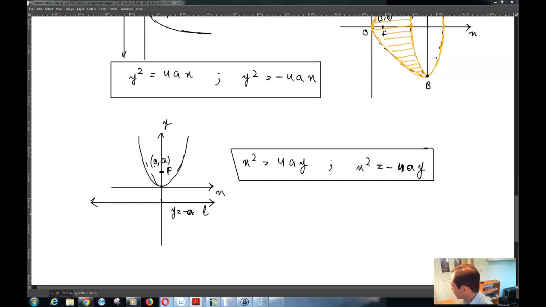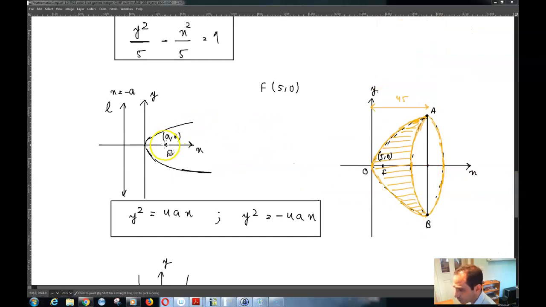And of course the length of the latus rectum, which is, for example, this line segment over here, this is called your latus rectum, and the length of this latus rectum was 4a. So that's almost everything that we talked about parabolas.